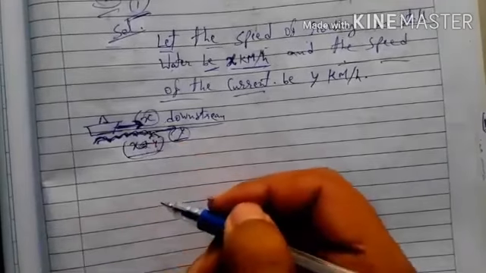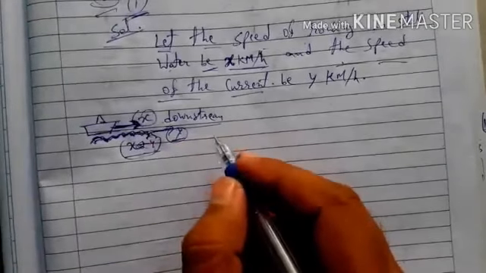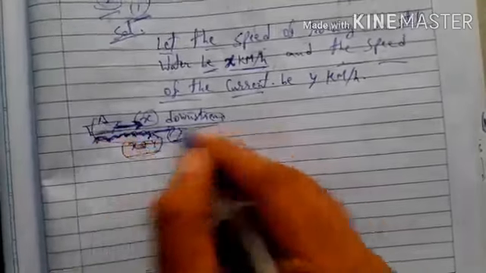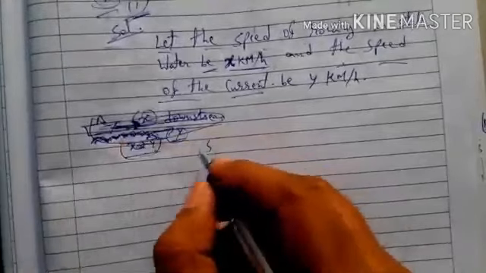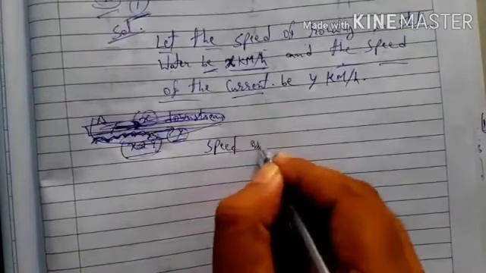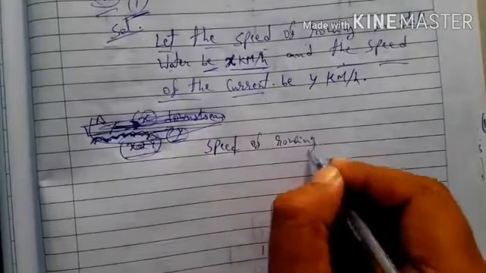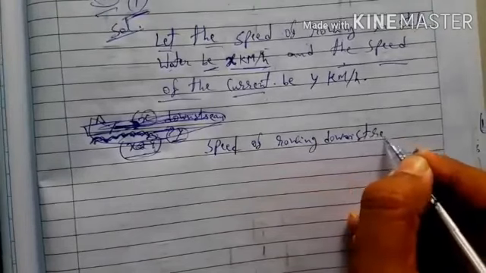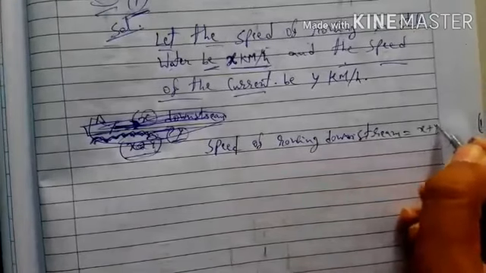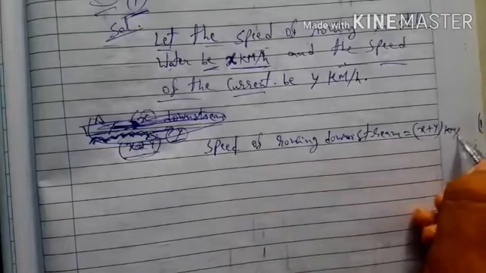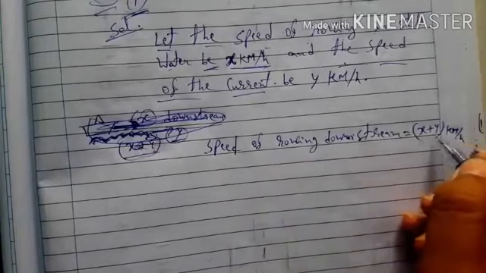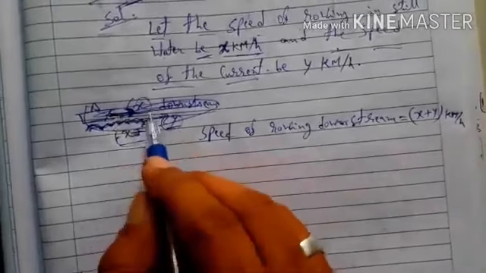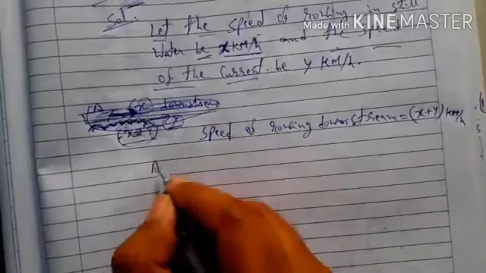So here according to the question we find the downstream first. Okay, so write the speed of rowing downstream equal to x plus y kilometer per hour. Okay, because the water flow supports the boat.